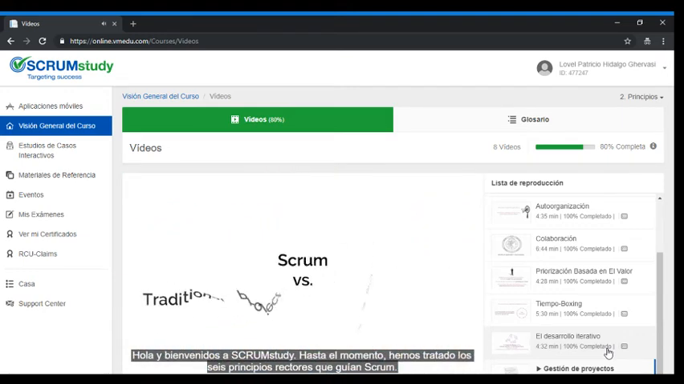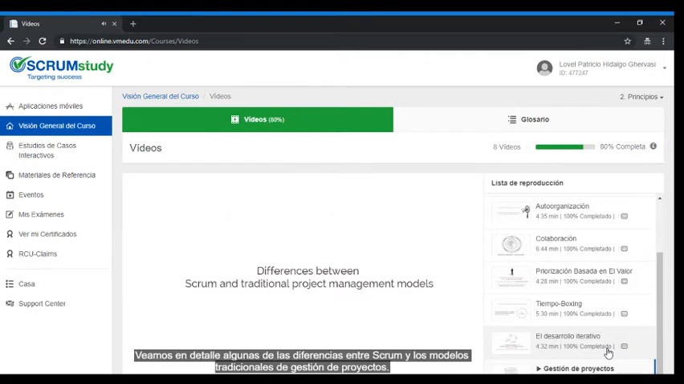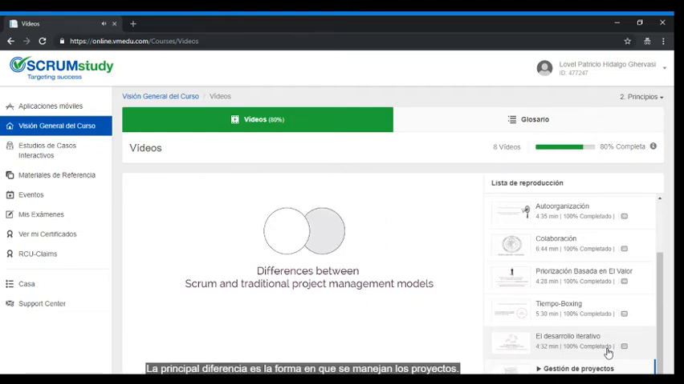Hello and welcome back to Scrum Study. So far, we've discussed the 6 principles that guide Scrum. Have you ever wondered why Scrum is becoming more popular with every passing day? Well, in many ways, Scrum is better than the traditional project management methods. Let's consider in detail some of these differences between Scrum and traditional project management models.